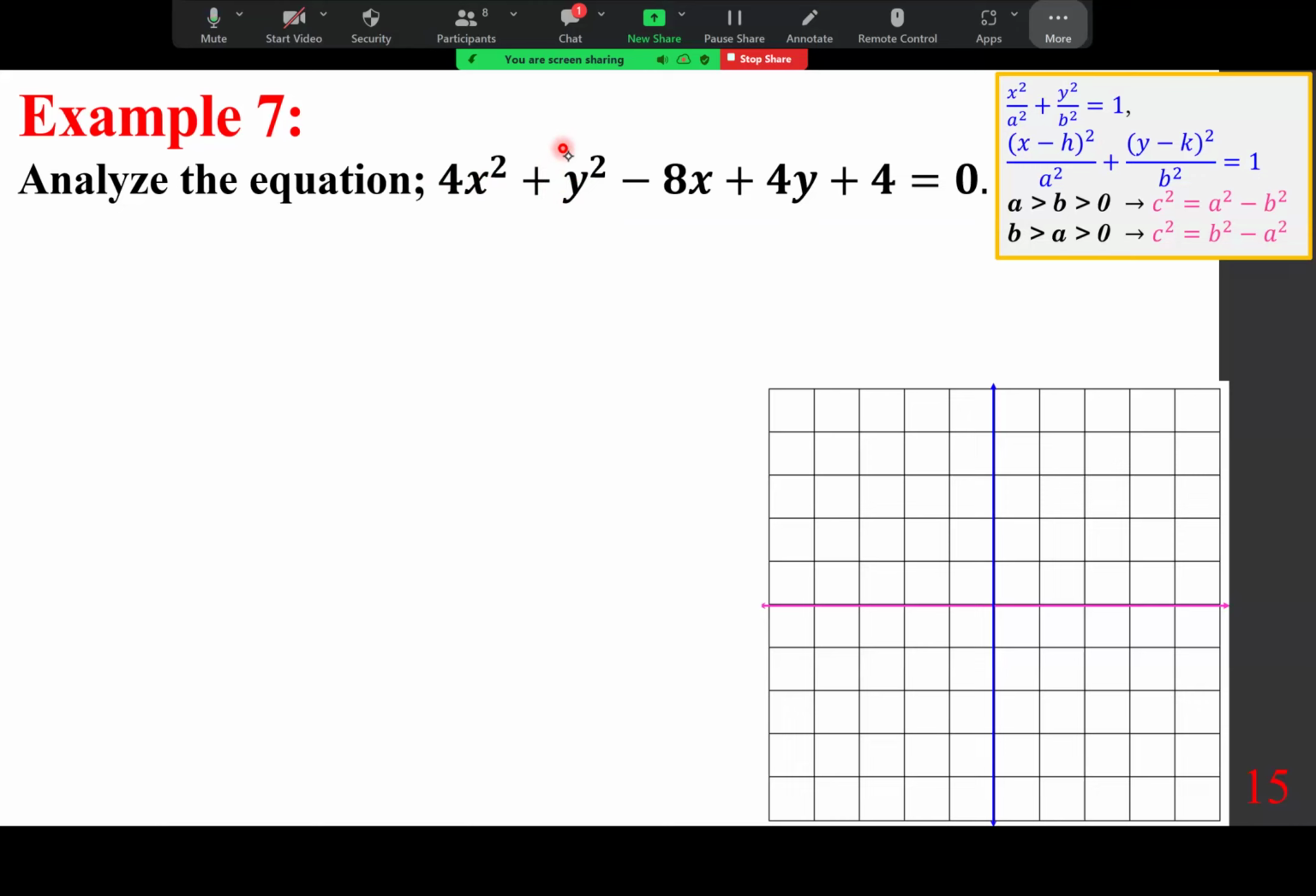Therefore, here's the process. The process is completing the square. So first and foremost, we move the 4. Secondly, here's what we do. We put these two together. We move this and we put these two together. That's the idea. These two, we can take the 4 out.